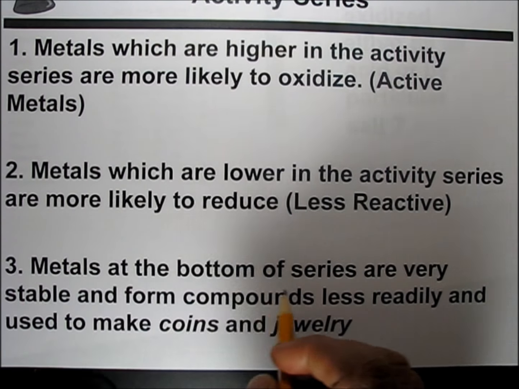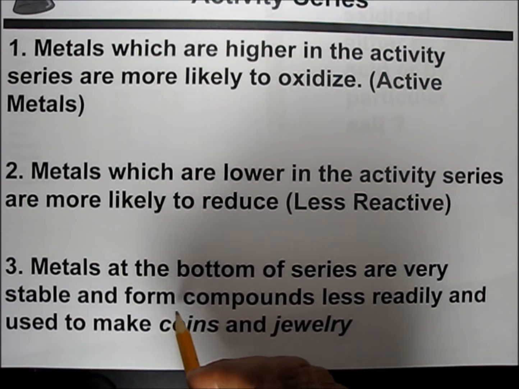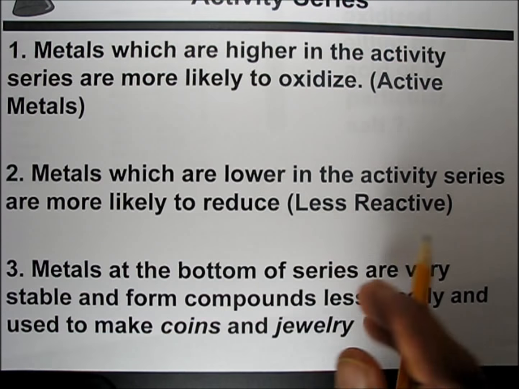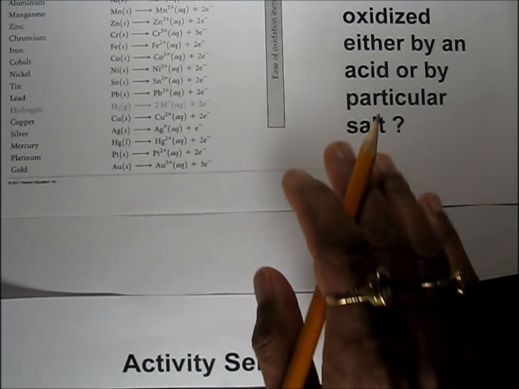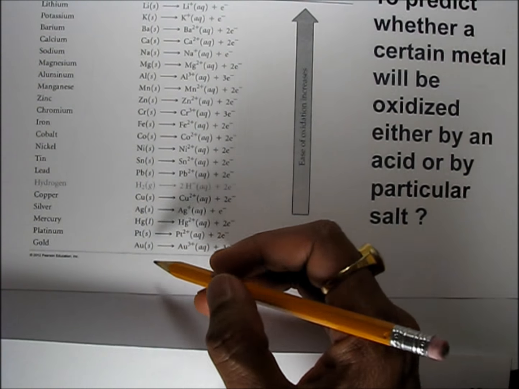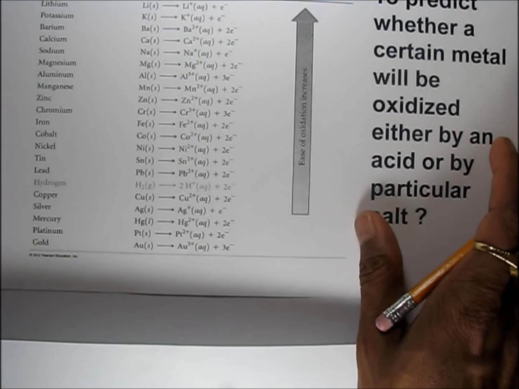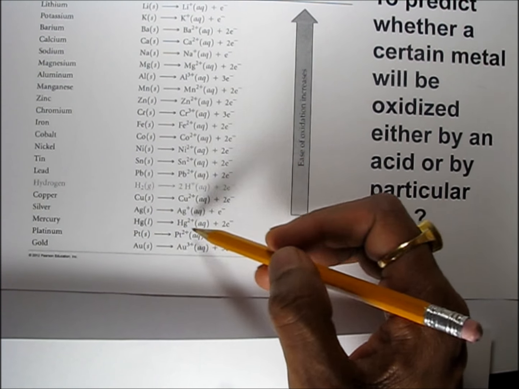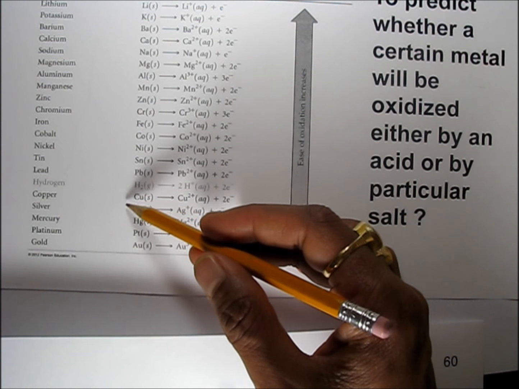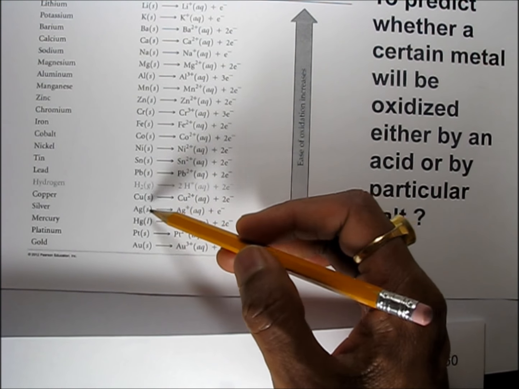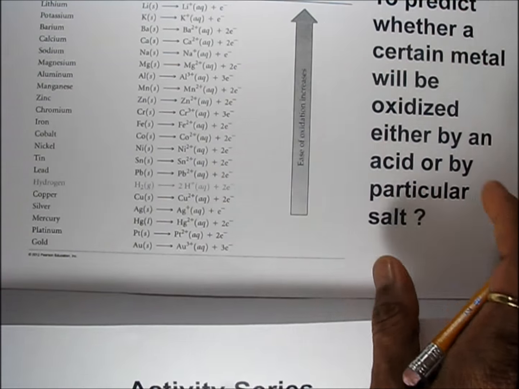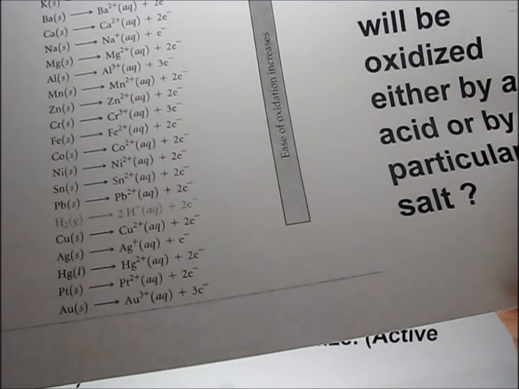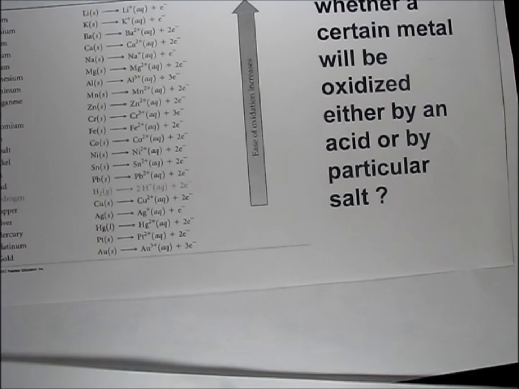Metals at the bottom of the series are very stable, form compounds less readily, and are used to make coins and jewelry. The bottom metals are gold, platinum, silver, copper, except mercury. Copper, silver, and gold are used as coins and jewelry, but they are very less reactive.